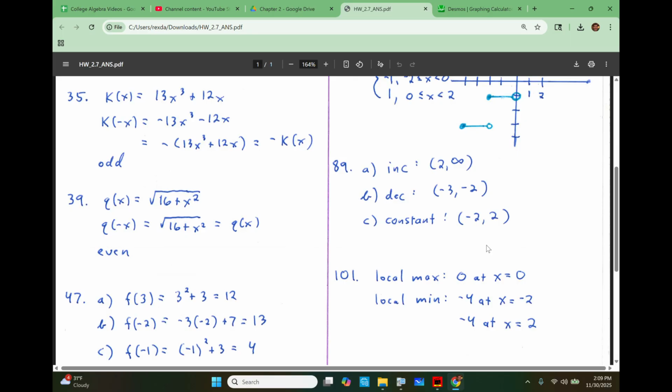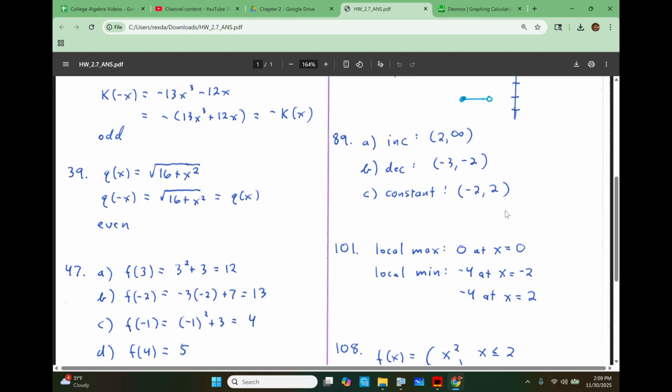Let's jump to 89. So we're going to do increasing, decreasing intervals. For 89, I'm seeing this first section is decreasing. So from negative 3 to negative 2, that little function is decreasing, and then stays constant from negative 2 to 2, and then it's increasing from 2 to infinity because I see that open arrow.